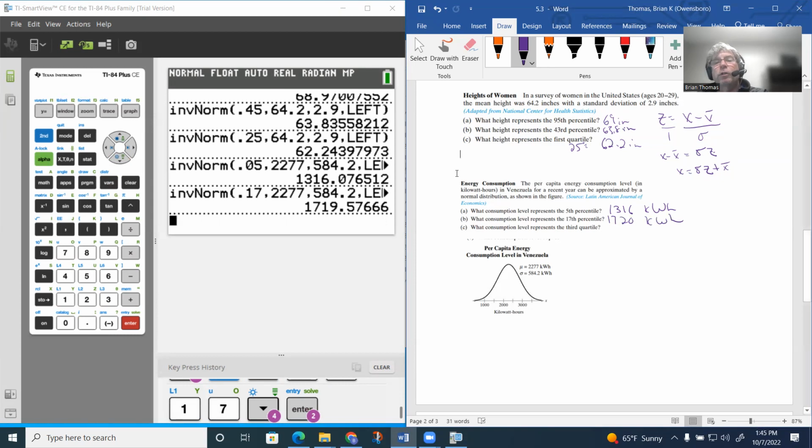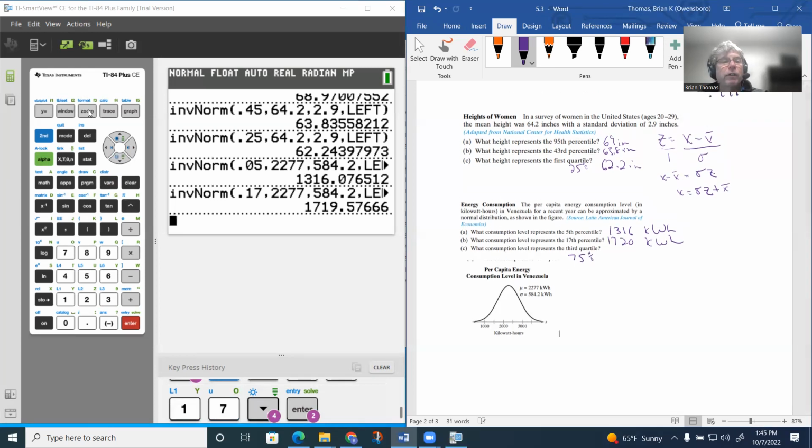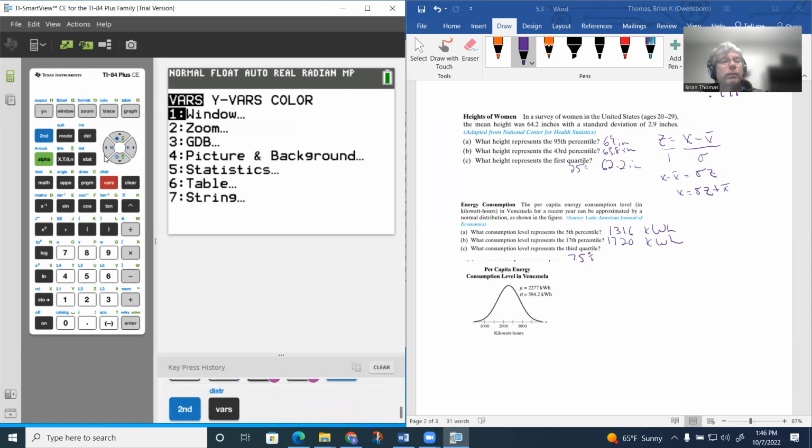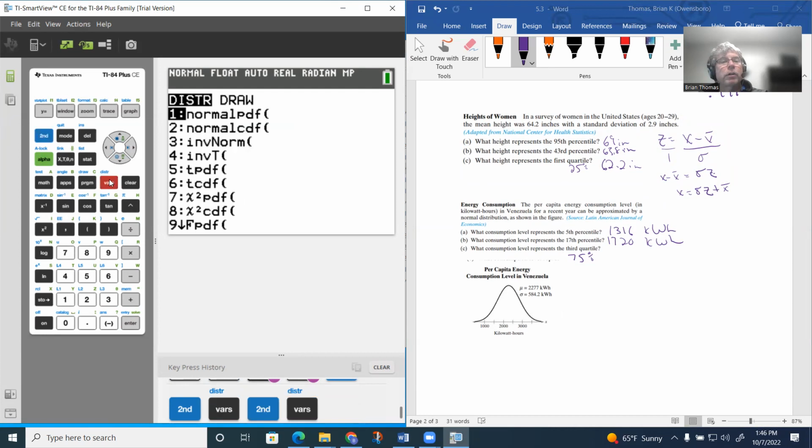And then what consumption level represents the 3rd quartile? Well, that's 3 of 4. That's actually 75%. 3rd quartile, that's 3 of 4. So we're going to use 0.75 in here instead, because again, we want to go from the left, not from the right. So you could have used 25% from the right, but then we could not use this without getting a little too tricky. All right, talking too much again.